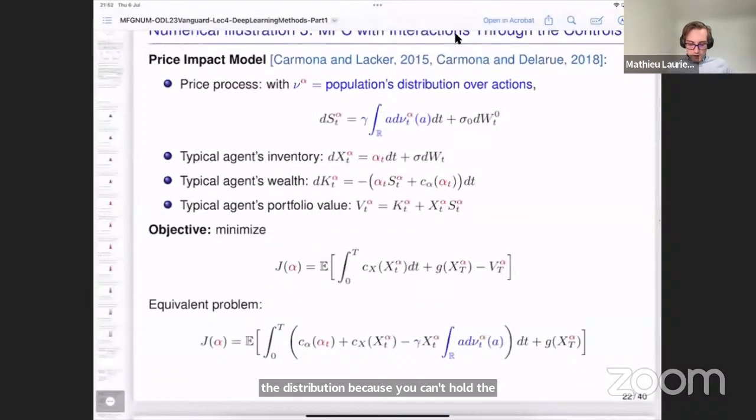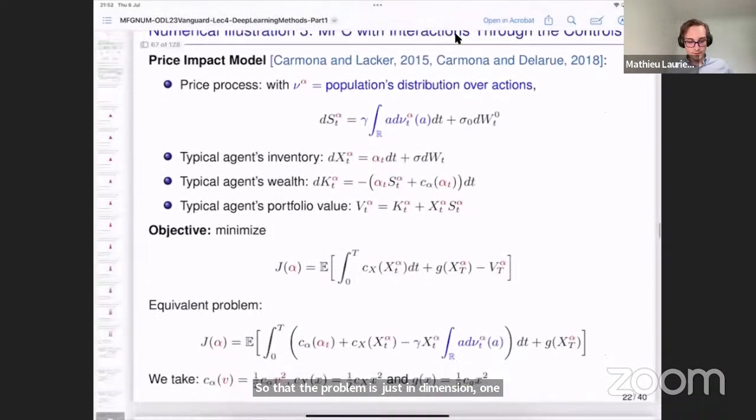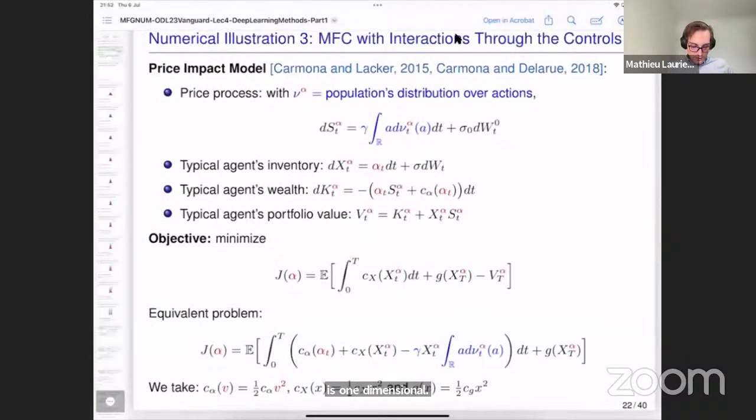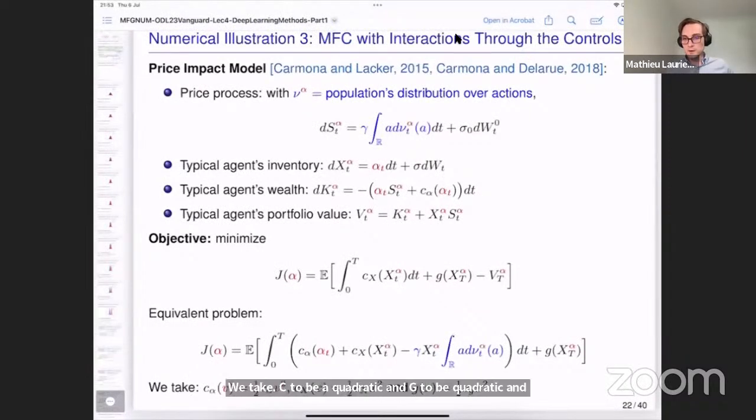So in fact, equivalently, you can get rid of the other variables, you can get rid of s, you can get rid of k, and you can rewrite everything just in terms of x, so that the problem is just in dimension 1, because x is one-dimensional. We take C to be quadratic and G to be quadratic. And then the nice thing is that we have a linear quadratic. This is another instance of a linear quadratic mean field control problem for which we have an explicit solution.